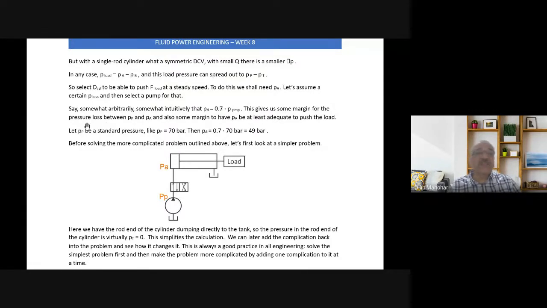So this gives us the margin for the pressure loss between PP to PA. And so the margin to have PA should be adequate such that it should be able to push the load. Now let us say PP, we assume, there are a lot of assumptions here, PP is equal to 70 bar. That means 70 bar is just taken hypothetically. You can assume 100 bar, 120 bar, depending on your experience. So probably here the author has selected some hypothetical value, 70 bar. So PA will be 0.7 into 70 bar, 49 bar. So we assume that PA is equal to 49 bar.